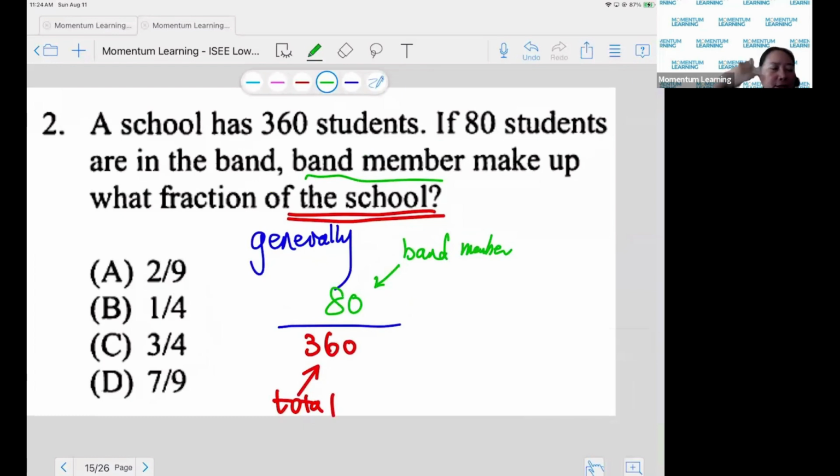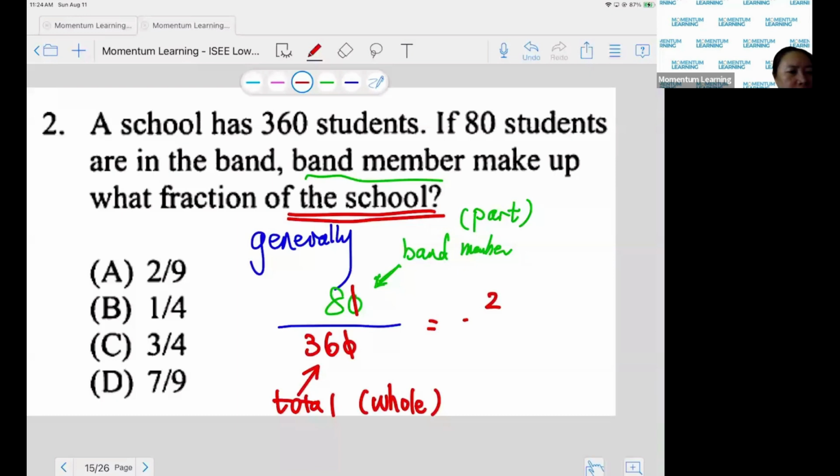What fraction of the total? So this is like a part and the whole. The percentage, the fraction, the ratios are always kind of relevant. When we ask for the fraction, it is the division. So band members 80 divided by 360, and then you can simplify it. The 10 and the 10 cancel, and then divide by 4 on both top and bottom. 8 divided by 4 is 2, 36 divided by 4 is 9, so 2/9. This is the general way.